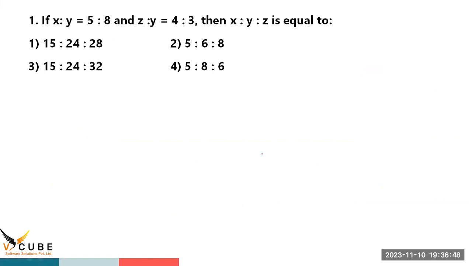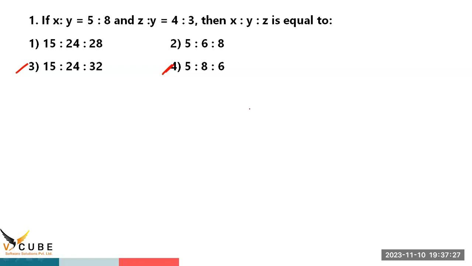The given question here: x is to y is equal to 5:8 and z is to y is equal to 4:3. Then find x is to y is to z. What is the answer? I already told you the techniques, use the techniques. Somebody is saying option 3, 15:24:32. Very good.